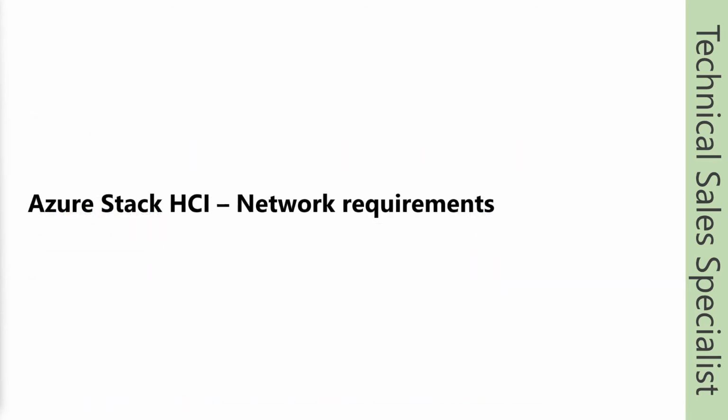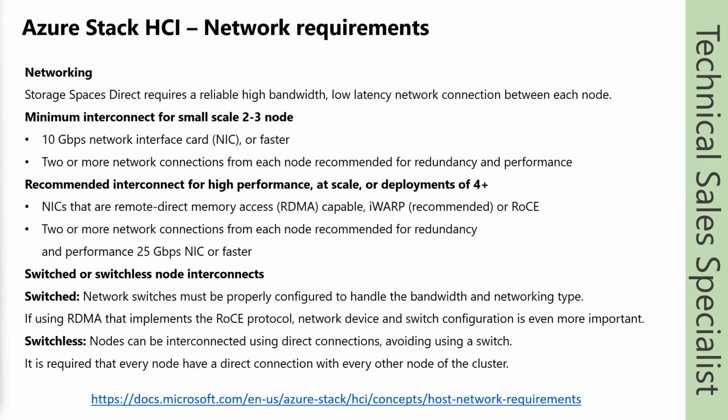Let's have a look at the Azure Stack HCI network requirements. All the data between the servers is distributed, all the slabs are distributed via SMB networking, and the networking should always be a high bandwidth, low latency network. This can be provided by minimum 10 gigabit per second network interfaces, always with redundancy. You should have minimum 2 of them. The recommendation is to have faster connectivity, so 25 gigabits or more.